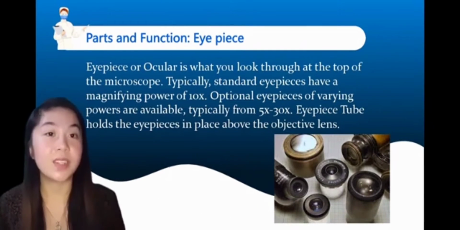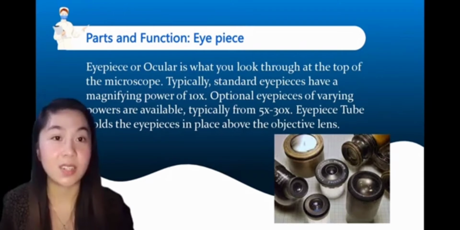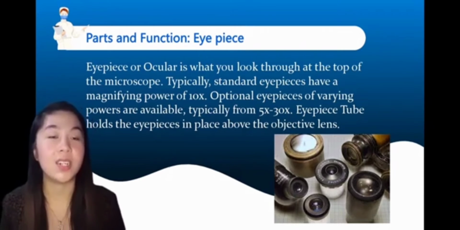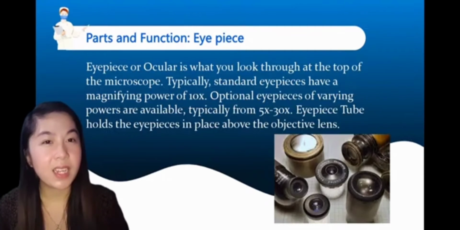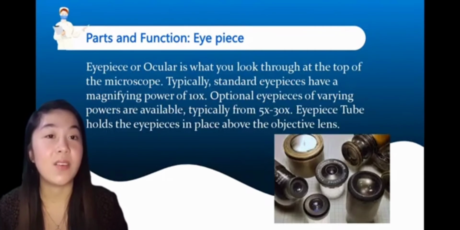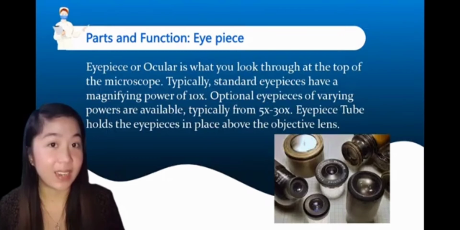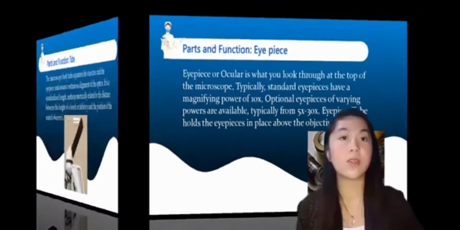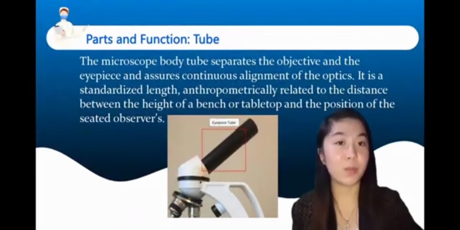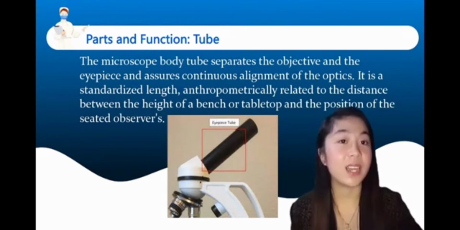The first part of the microscope I will discuss is the eyepiece, or the ocular. This is what you look through at the top of the microscope. Typically, standard eyepieces have a magnifying power of 10x, and the optional eyepieces typically range from 5x to 30x. The next part is the eyepiece tube, which supports the eyepieces in place above and connects them to the objective lens.